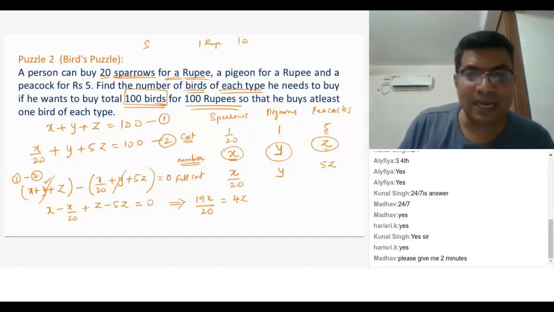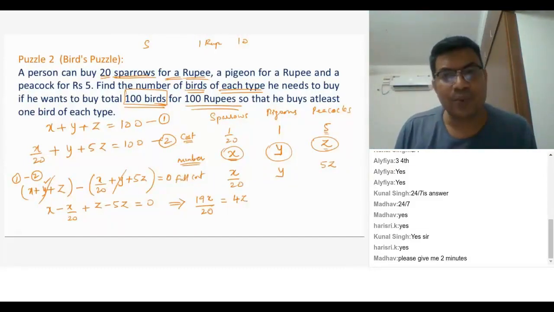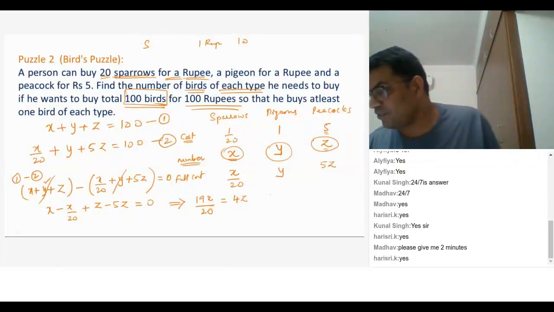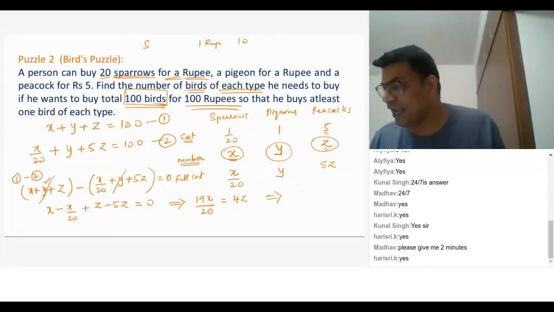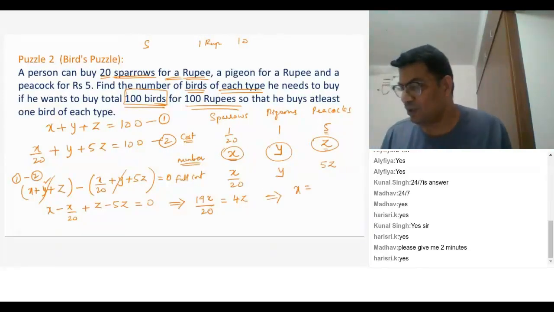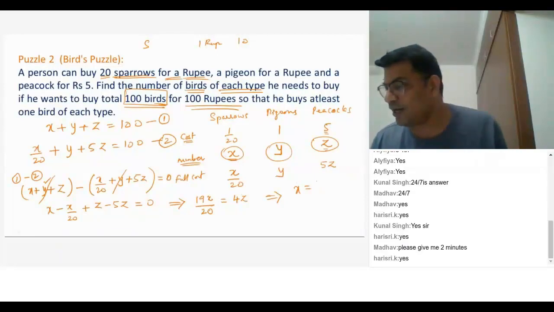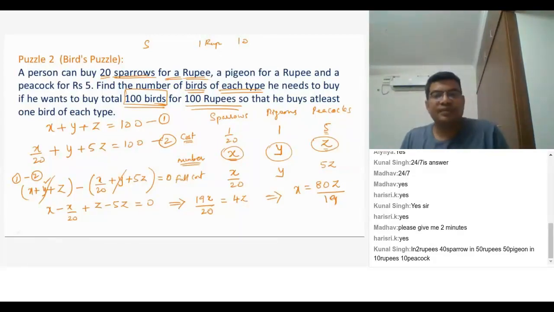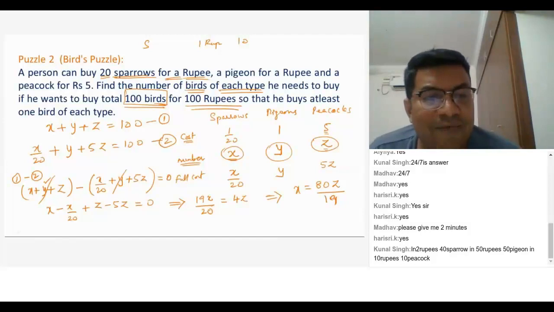Are you with me until now? Everyone, all three of you, are you with me? Yes. So if I further simplify this, you can see x is equal to, this 20 goes in the numerator, 20 into 4 will be 80, 80z by 19. Now, that is the only relation we have.